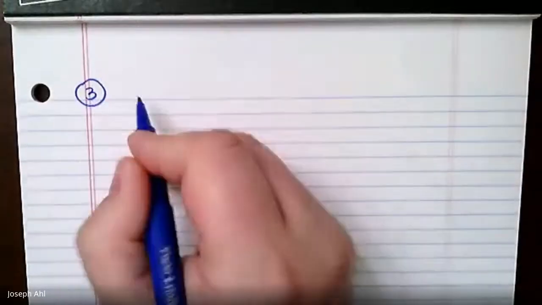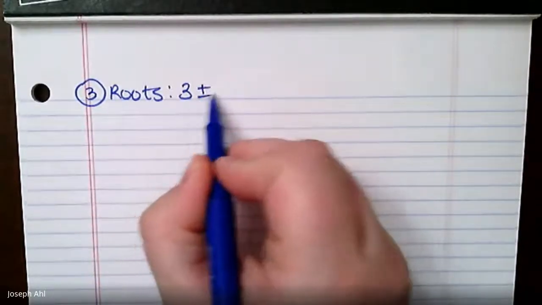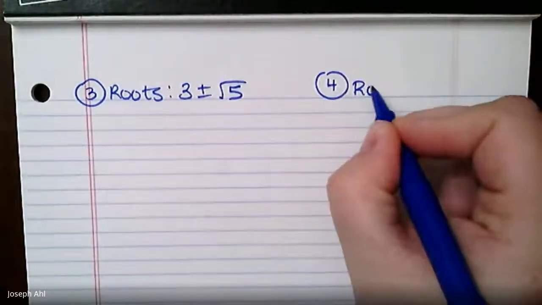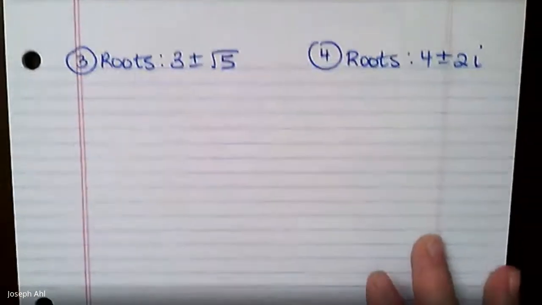Let's try another example where maybe the roots get slightly more complicated. All right, so how about we move on to number 3, the roots are 3 plus or minus radical 5. And number 4, the roots will be 4 plus or minus 2i.